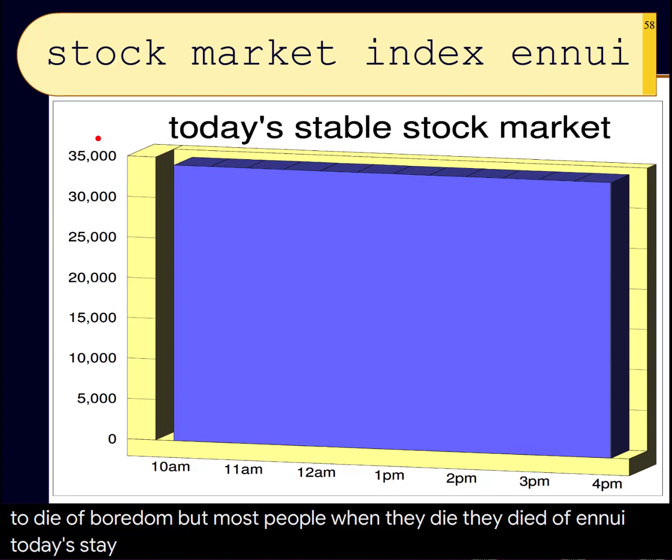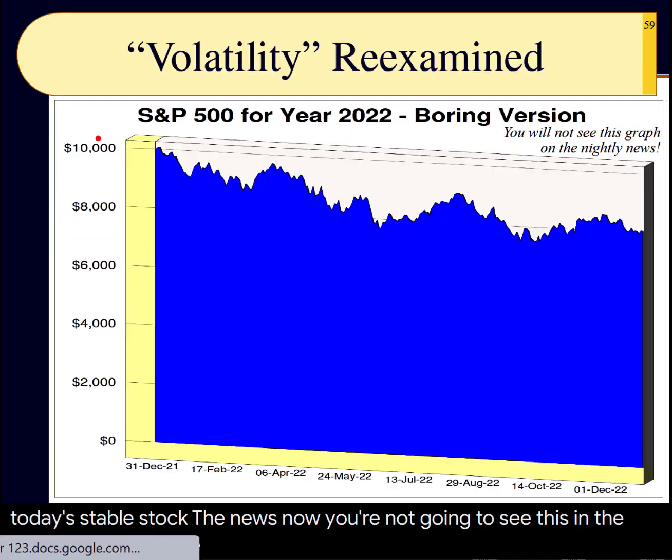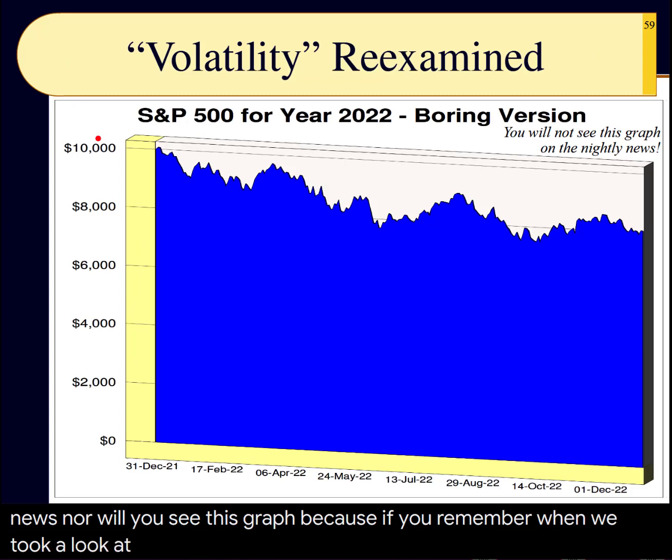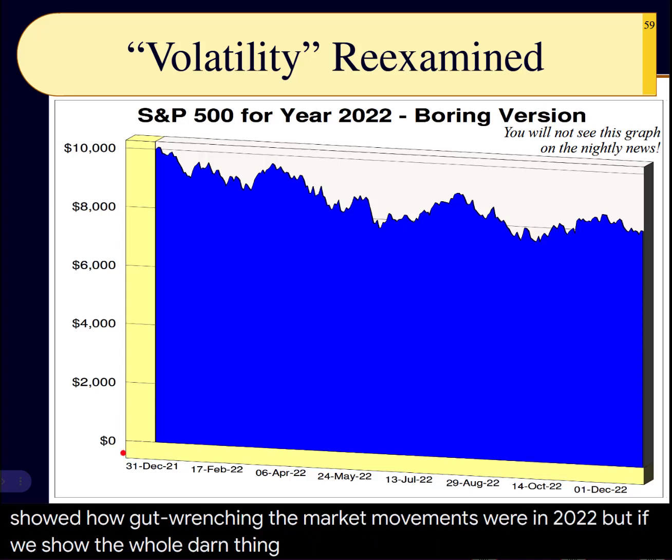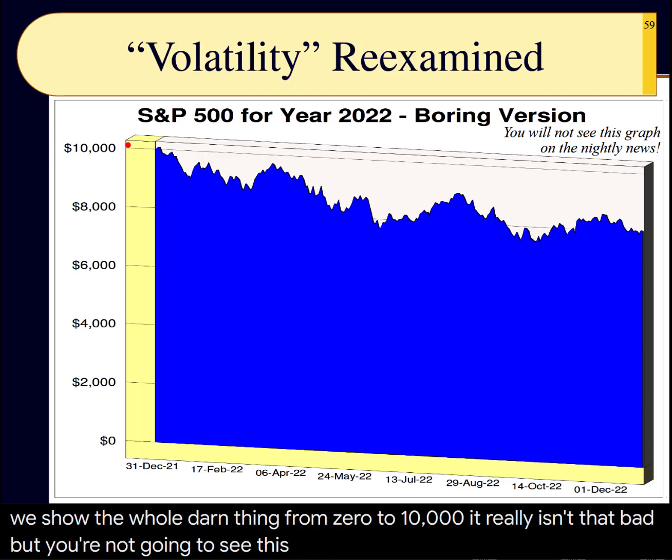Today's stable stock market. Are you going to see this on the news? No, you're not going to see this in the news, nor will you see this graph. Because if you remember when we took a look at volatility in our first presentation for Chapter 3 stocks, we showed how gut-wrenching the market movements were in 2022. But if we show the whole darn thing from 0 to 10,000, it really isn't that bad. But you're not going to see this graph on the nightly news.